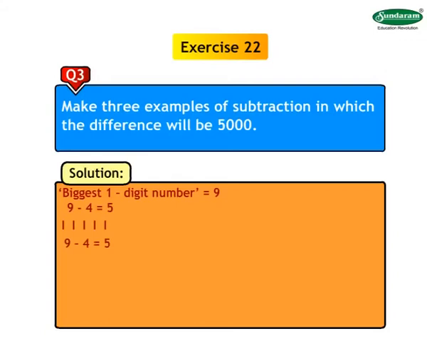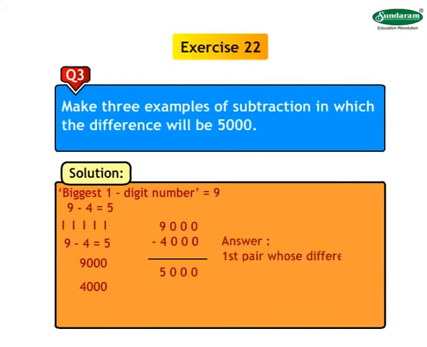Now, place 3 zeros after 9 and 4 to get the numbers 9000 and 4000. The difference between them is 9000 minus 4000 is equal to 5000. Thus, the first pair of numbers whose difference is 5000 are 9000 and 4000.